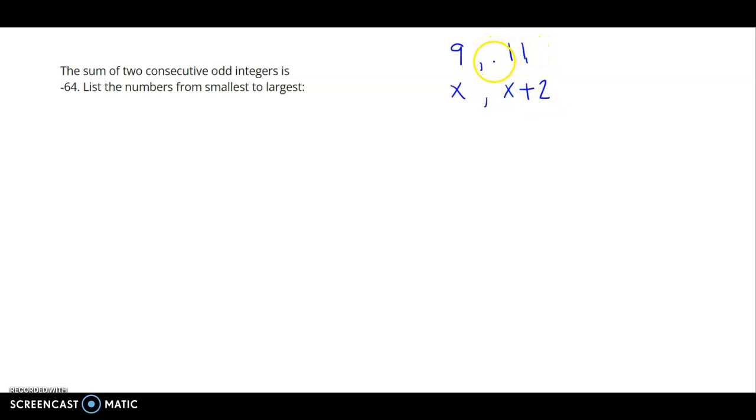This feels a little bit counterintuitive because it's an odd number, so it feels weird that we add 2, but that's what it is. To get from an odd number to the next odd number, you just add 2. So x represents any odd number, and x plus 2 is the next odd number. Now we can take the sum of these two odd numbers, x plus x plus 2, and set it equal to negative 64.